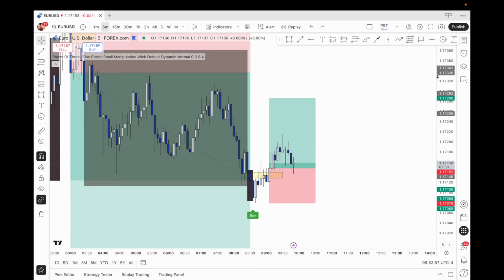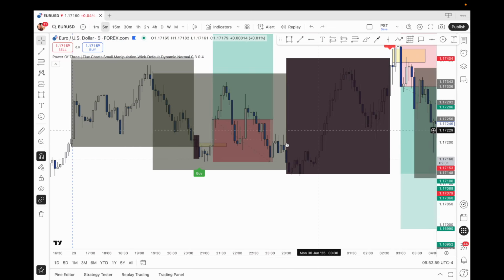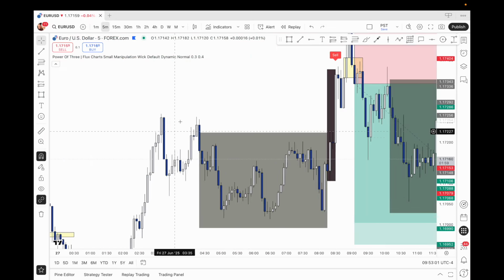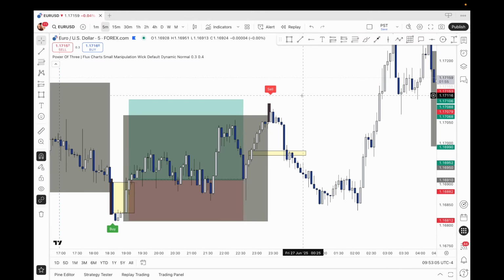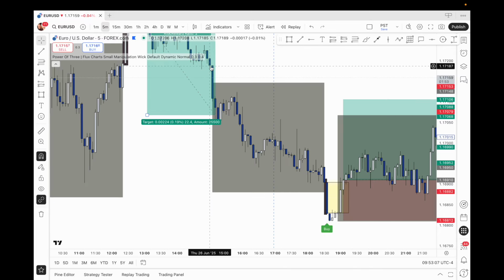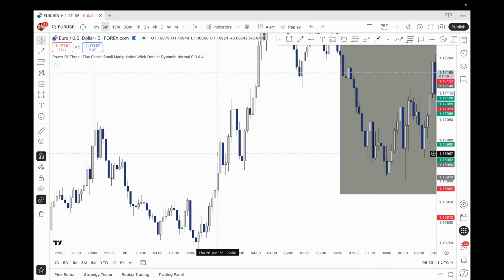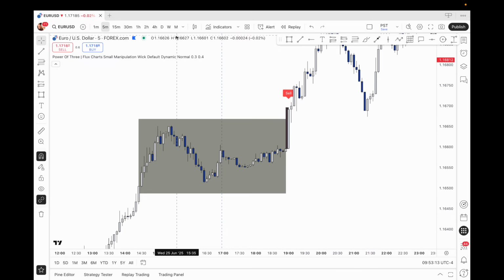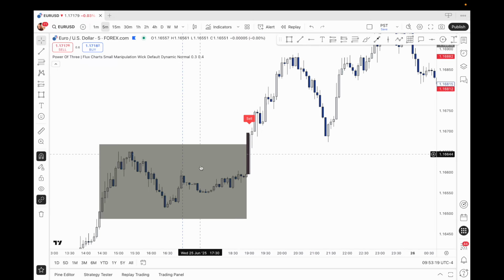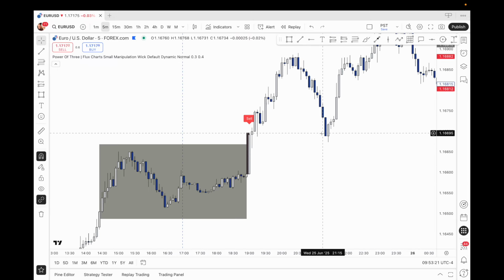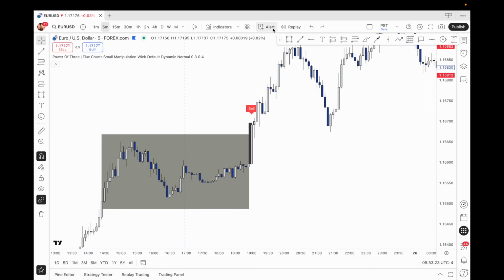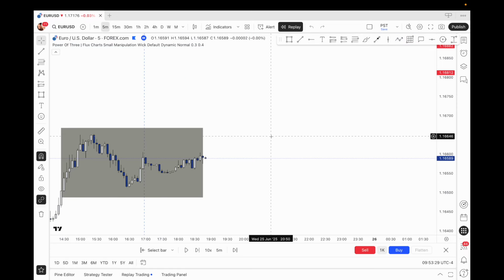So yes, that's how easy it is. This indicator shows you exactly where the accumulation and the manipulation are happening, plus it gives you a signal where to enter your trade. I'm going to show you one example of how it actually plays out. So let's have a look. Let's just rewind to this one. So this is how it will look.